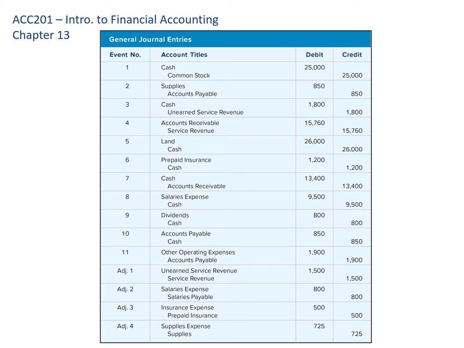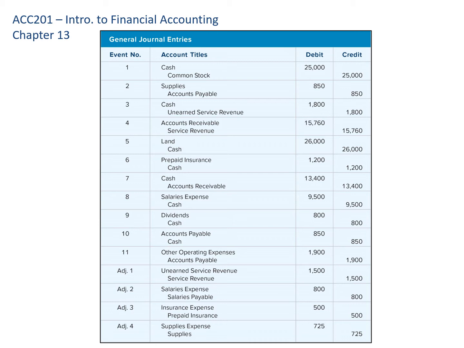Next, I purchased land for $26,000. That's one of those asset exchange transactions. So here I have one asset that's increasing, land, and I have one asset that's decreasing, cash. I record increases to assets with a debit, so I debit land for $26,000 to increase that account. And if I record increases with a debit for assets, I record decreases with the opposite, with a credit. So I reduce cash by crediting it for $26,000.